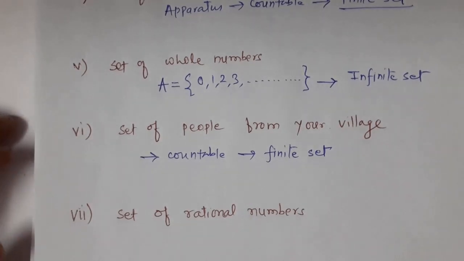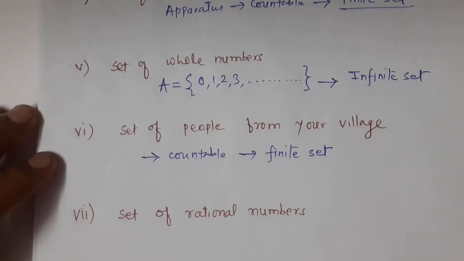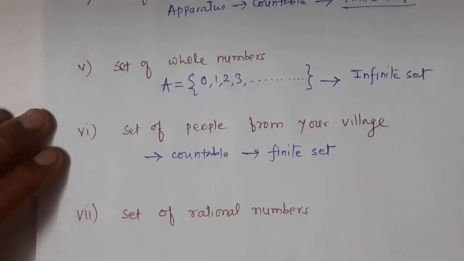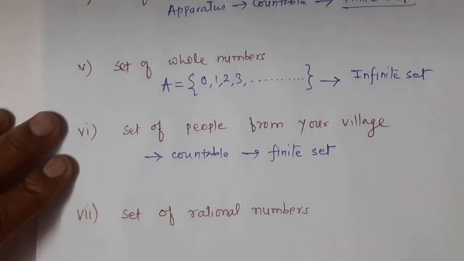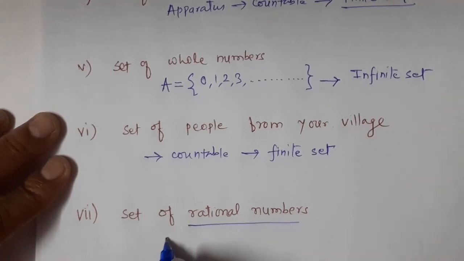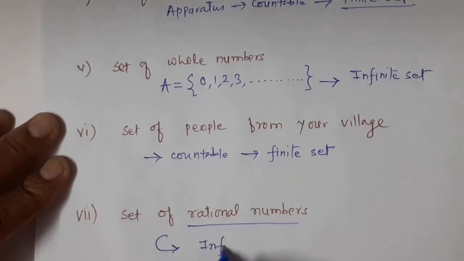Then the set of rational numbers. When we have a set of rational numbers, we have to see that this set is an infinite set. Okay, because rational numbers are infinite. That's why we can say that the set of rational numbers is infinite.